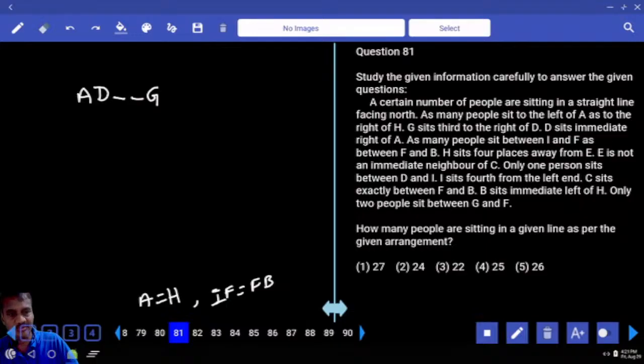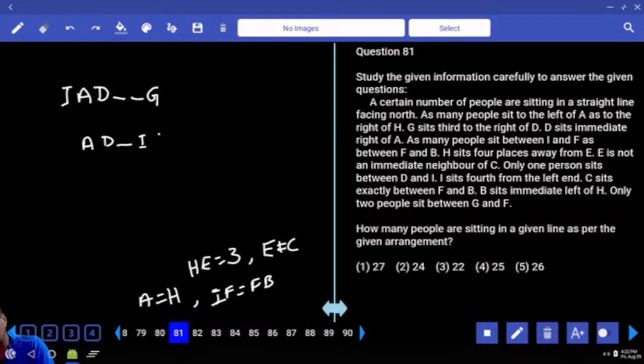Then H sits 4 places away from E. Now between H and E, how many people are there? H and E, 4 places away is nothing but 3 persons in between, in any order. Now between H and E, there are only 3. E is not an immediate neighbor of C. Now E and C are not adjacent to each other. And only 1 person between D and I. Now between D and I, how many people? 1 person. And 1 person between D and I, how many possibilities were? 2 possibilities. And I can be either left hand side or I can be either right hand side.